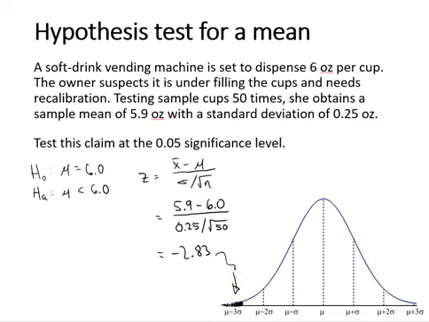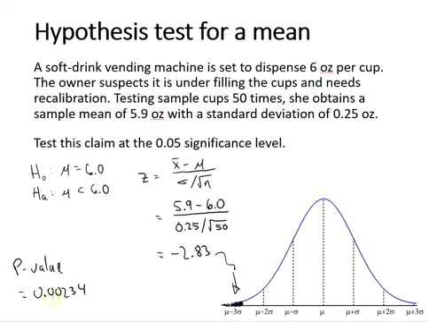So our test statistic is a z-score. It's a position in our normal distribution there. And we were just looking for the area of that tail. That's our p-value. And it was 0.00234. And what that p-value tells us is the probability that we would get a sample mean as extreme or more extreme than this value of 5.9 if the true mean was really 6.